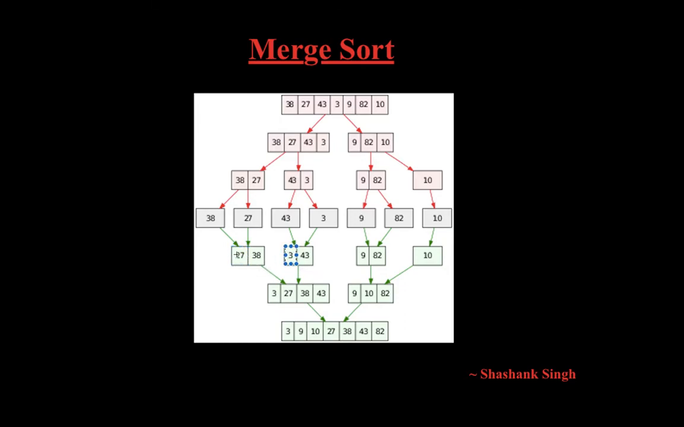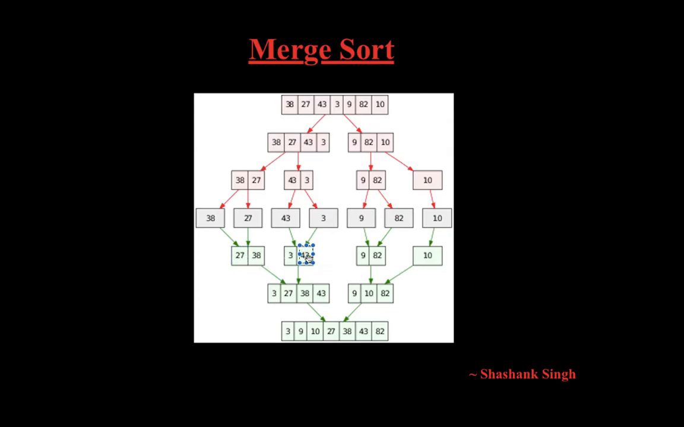So we will compare 27 and 3, the element of the left sublist and the right sublist. So 3 is lesser. So we will put this 3 in the resulting list. There is one more variable k, which we will take to point to the index of the resulting list, right? So once we compare 27 and 3, 3 is lesser, so we will put 3 here and we'll increment j by 1. So now i is pointing at 27, and j is pointing at 43.